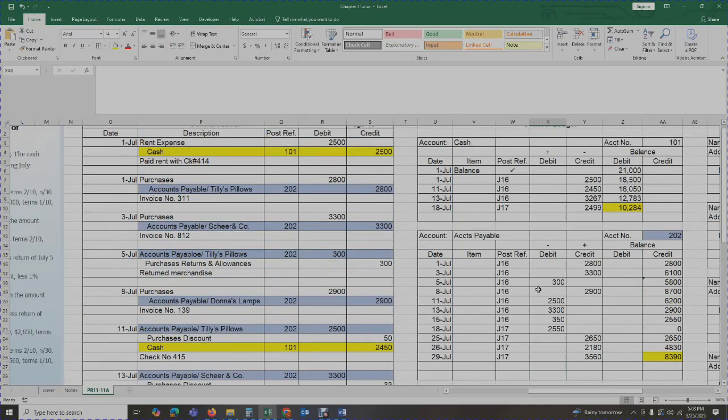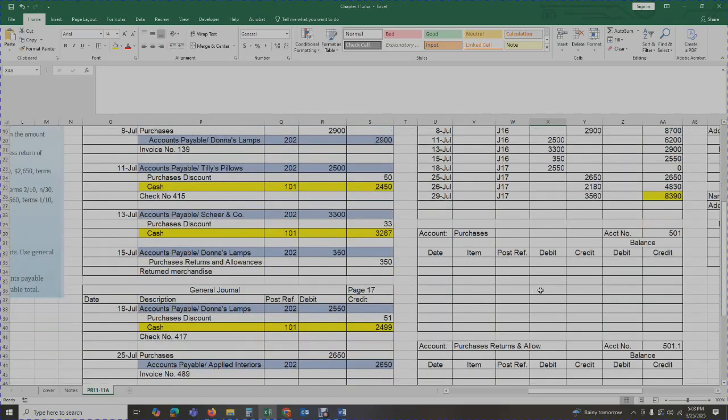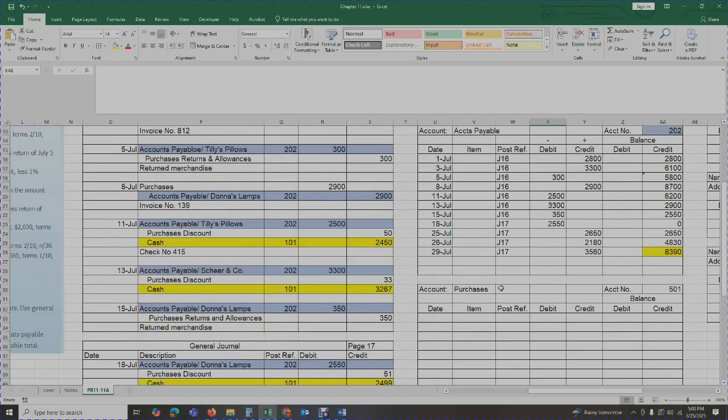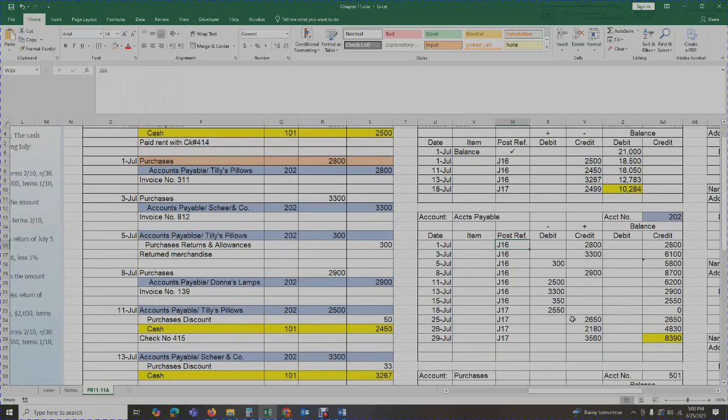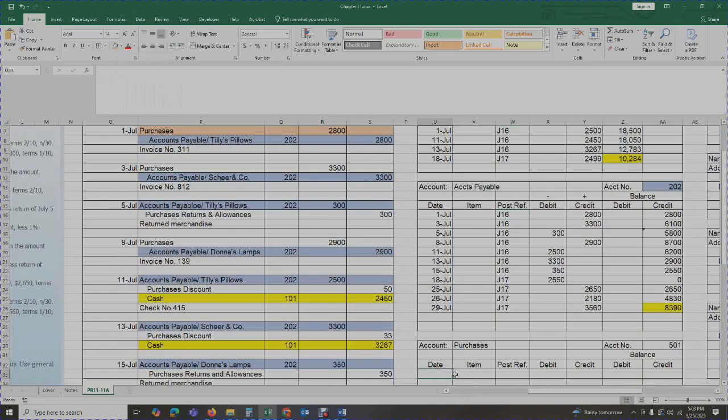So now we're going to go ahead and go to the next one, which is our purchases. So we're going to locate everything that has purchases. Okay, so I'm going to pick another color. Purchases, we have an entry on July the 1st for purchases. Okay, this is on journal 16, and we have a debit of $2,800. Now purchases is an expense account. Debits increase it, credits decrease it.